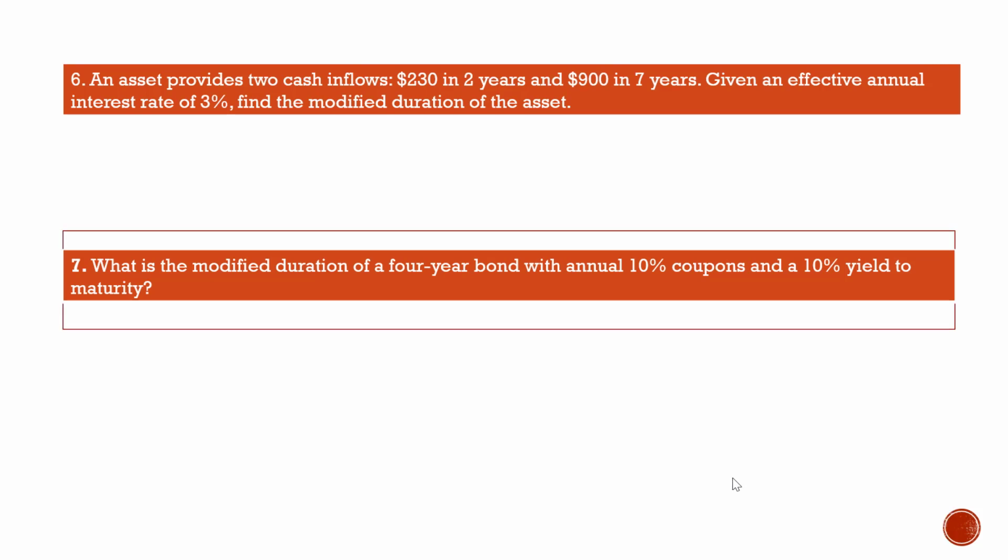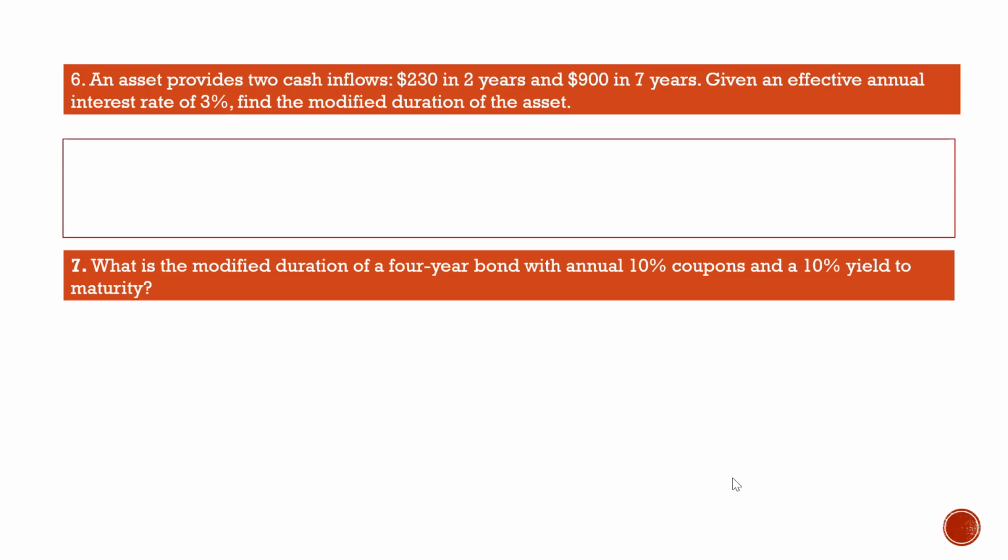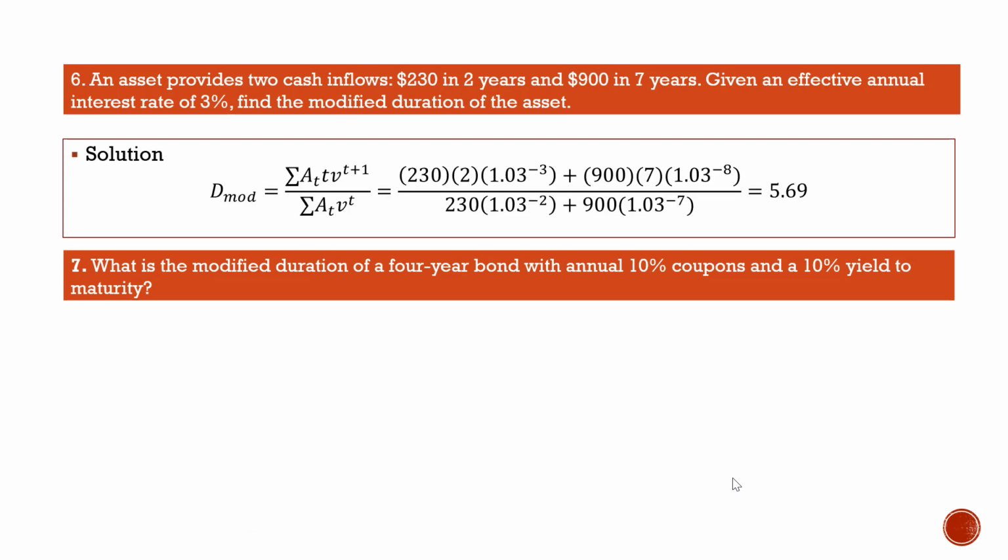Question 6. An asset provides two cash inflows, 230 in 2 years and 900 in 7 years. Given an effective annual interest rate of 3%, find the modified duration of the asset. So basically we just use the formulas. The modified duration is summation of A_t t v^(t+1) over summation of A_t v^t. Remember, for the Macaulay duration, we have here v^t, and for modified duration we have v^(t+1). That is the only difference.